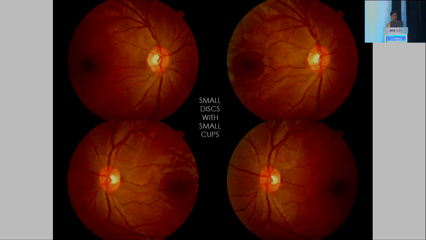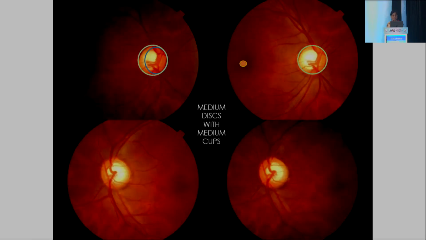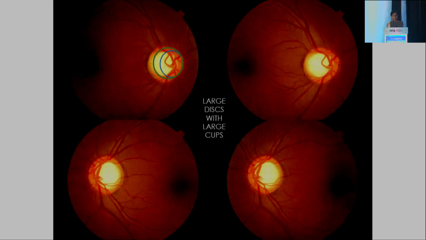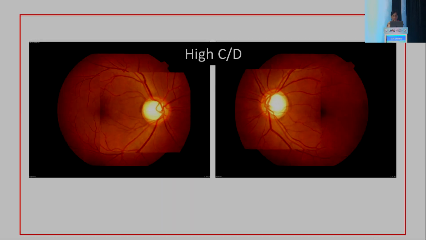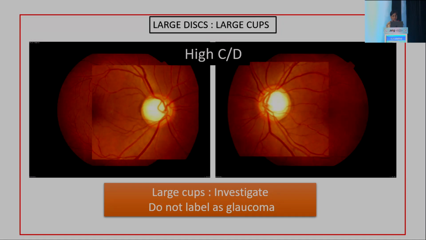So how to identify clinically? Compare the fovea centralis and the optic disc size, and see how many disc diameters lie between them. If it is more than 2 to 2.5, you can say that this is a small disc. This is a medium disc because it is almost 2, and this is a large disc where it is just 1.5 disc diameters. So a high CD ratio always goes with large cups.